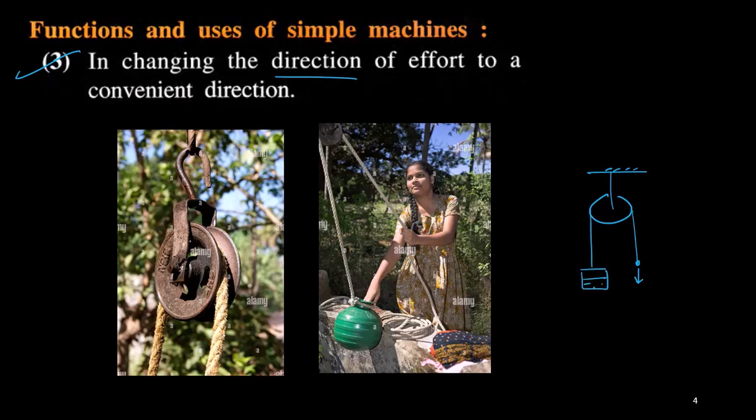So a bucket of water has to be lifted. That means I have to apply the force in this direction. But as the input I am giving the effort over here, which is in the other direction. A load has to be elevated in the opposite direction. So that means I change the direction of the effort to the convenient direction, because it is convenient to apply the effort in the downward direction. So I am applying the effort in the downward direction, and that is basically changed to lift the load in the upward direction. So this is another utility of the machine.